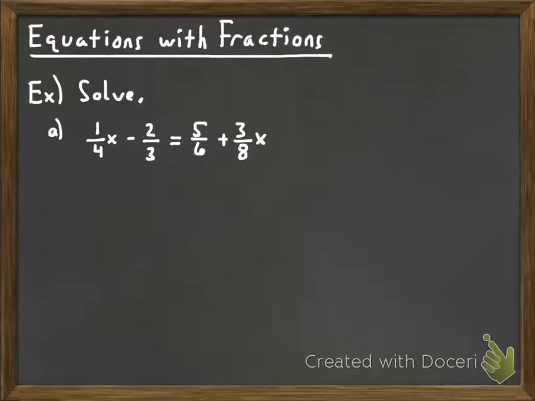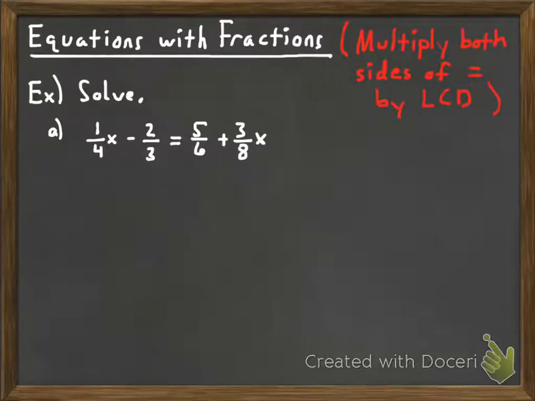Alright, so what we need to be thinking about right now is what is a common multiple, so denominator, for the numbers 4, 3, 6, and 8. And it turns out all of those numbers go into 24, correct? So what I'm going to do is I'm going to multiply both sides of the equation by 24. And I made this note over here to explain exactly what's happening here. With equations with fractions, if I feel the need to get rid of them, I'm going to multiply both sides of the equation by the least common denominator of all those fractions.